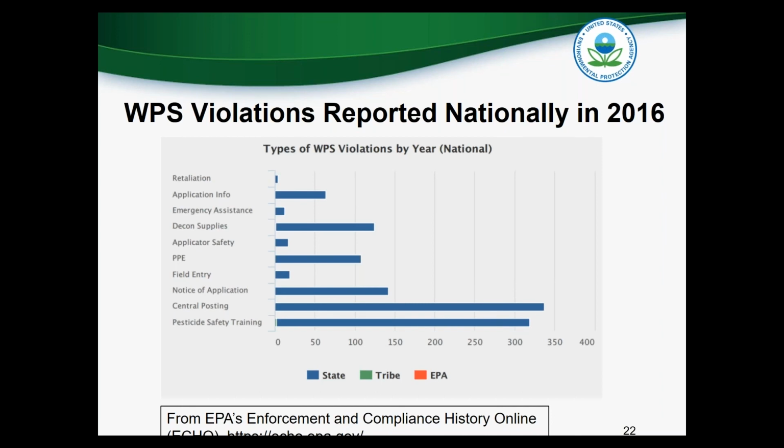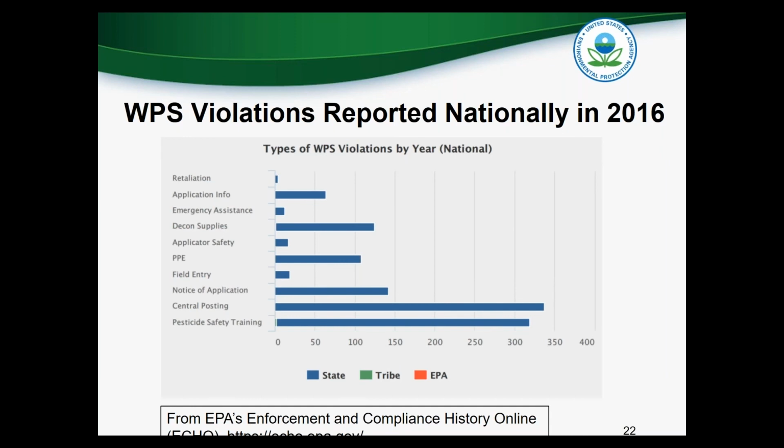You can see here some of the information you can get on the dashboard. Here are the top types of violations found across the country by states and tribes. And this data is based on the 5,700 reporting forms that are submitted to EPA under the cooperative agreements. And the 5,700 forms don't reflect the new types of violations related to the 2015 regs.